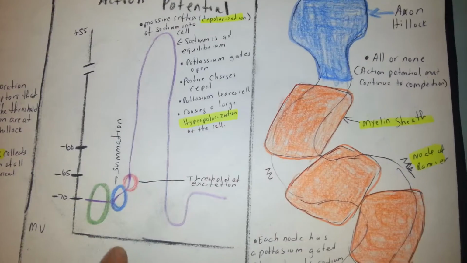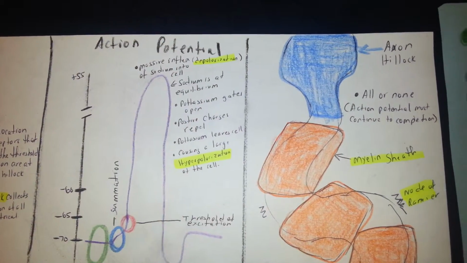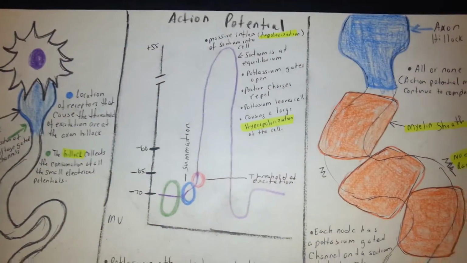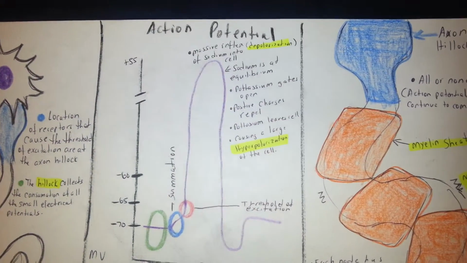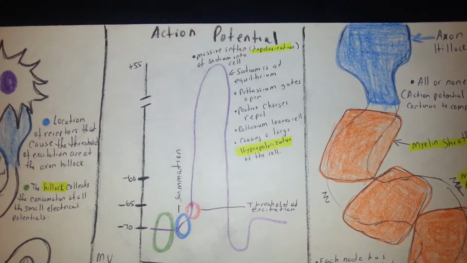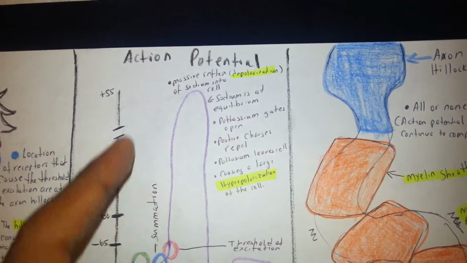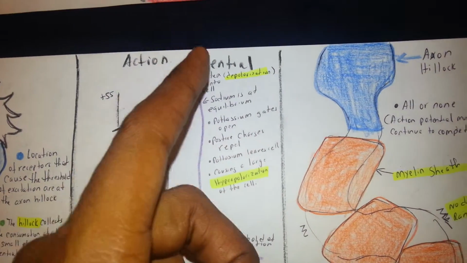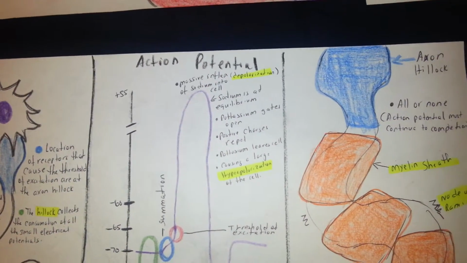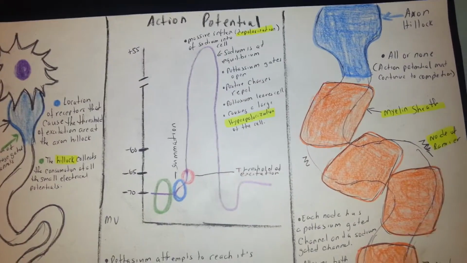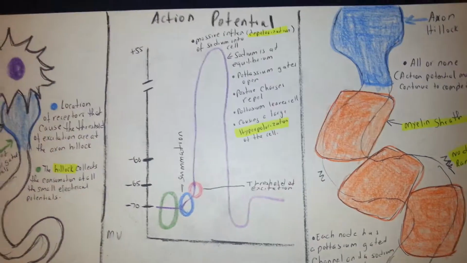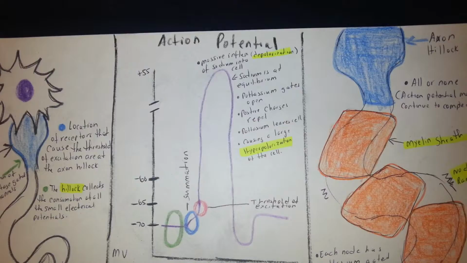So as you can see, the chart rises because at this point right here, sodium has entered the cell so much that it brought with it so many positive charges. And at this point, at the pinnacle of this chart, where sodium has excited the cell and has caused so much positive charge, sodium reaches equilibrium. And then once sodium reaches equilibrium, potassium gates open.